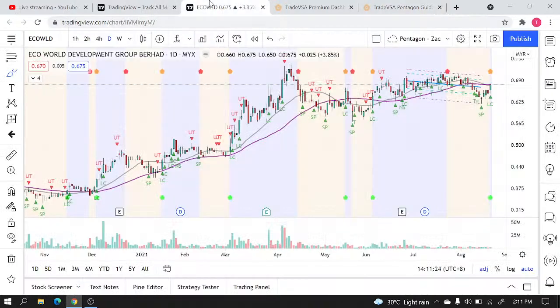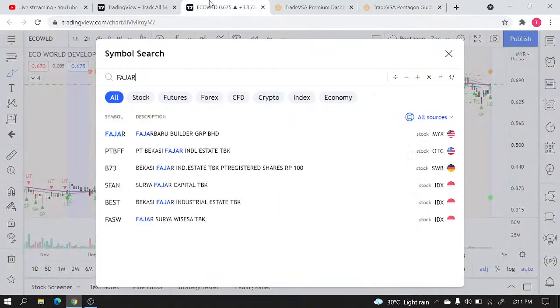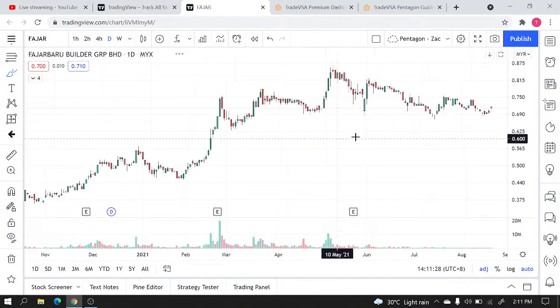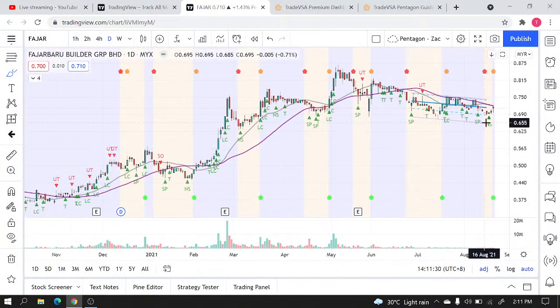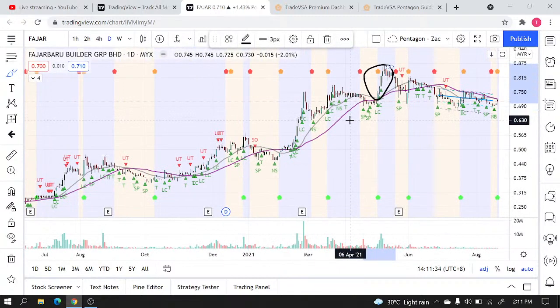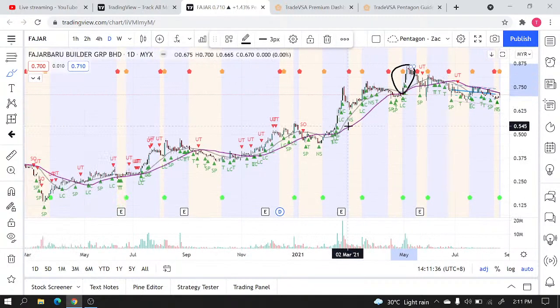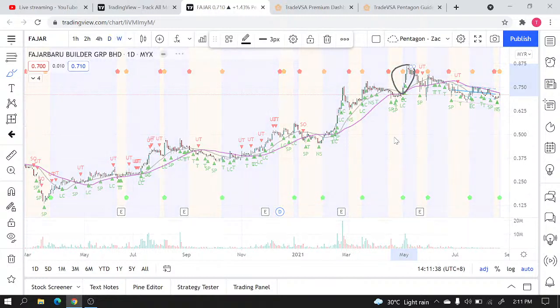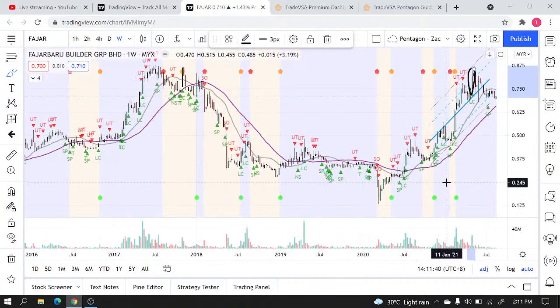Fajar, I think, is weakening slightly right now. Fajar is below 2040, but I don't see a sign of distribution yet. Let's look into the weekly. Sometimes, given a choice between Ecover just now and Fajar, most probably I'll go for Ecover. Again, just a personal preference, it doesn't mean I'm right.